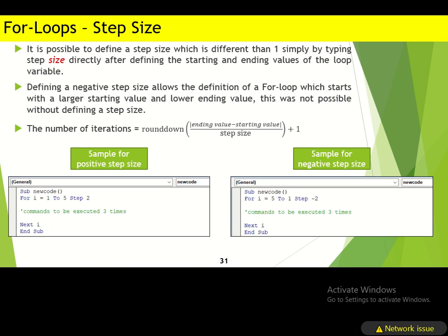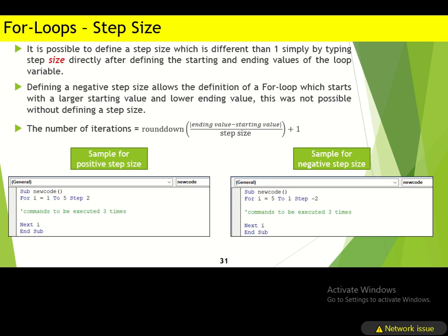And again, you may want to find out how many times the loop will run. The ending value is 5. First example: ending value 5 minus starting value 1, 5 minus 1 is 4, divided by the step 2. 4 upon 2 is 2. 2 plus 1 is 3. So the loop will run 3 times.